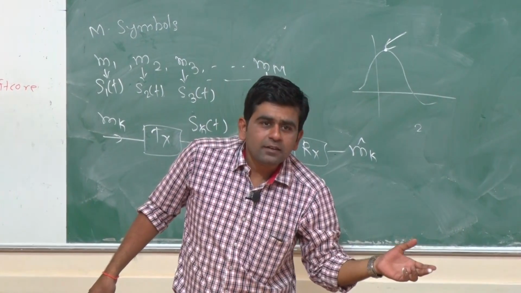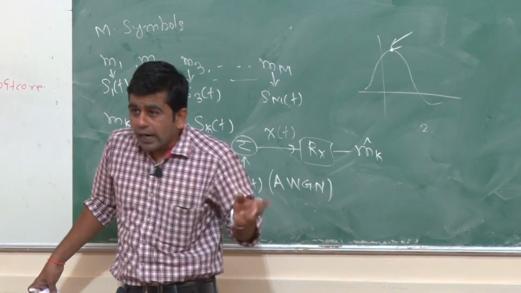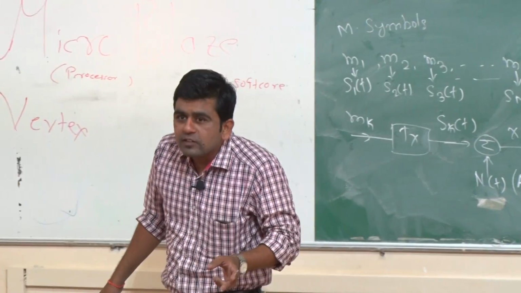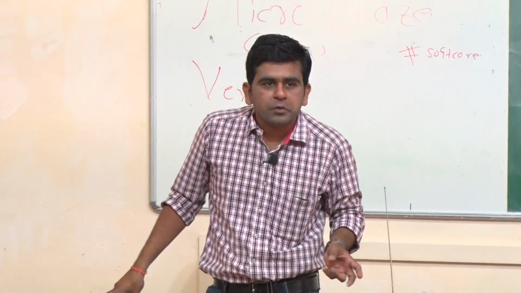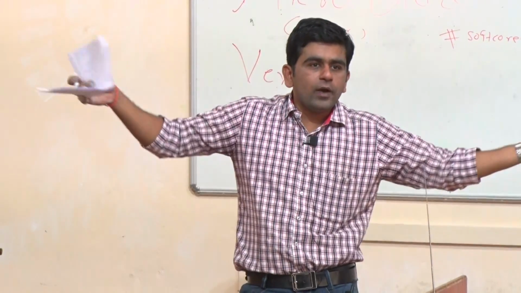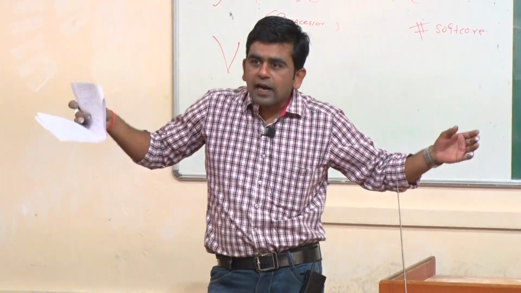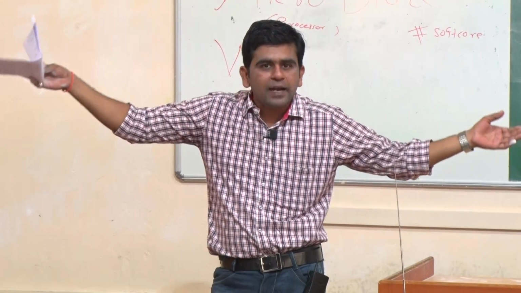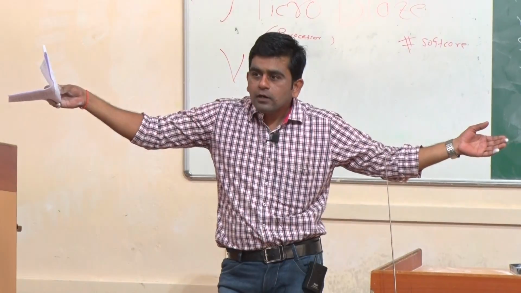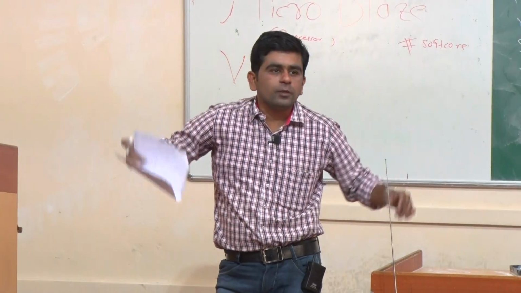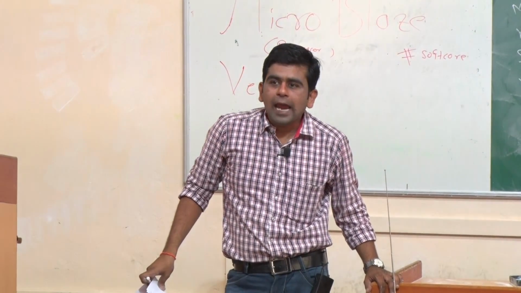And on the other hand, we are having the additive white Gaussian noise N of t, which is having the power spectral density capital N by 2, and its bandwidth is infinite. So we are trying to represent this infinite bandwidth signal on N basis functions.